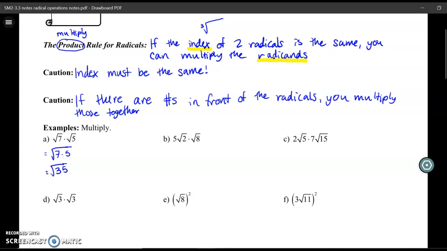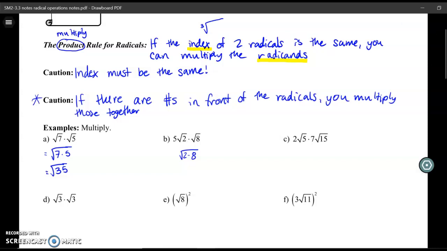Okay, let's look at B. So B, we have 5 square root of 2 times the square root of 8. Again, the two indices, which is the plural of index, are the same. I have two square roots, so I can multiply the radicands together. And I have this 5 out front.